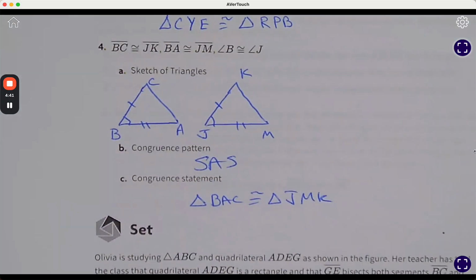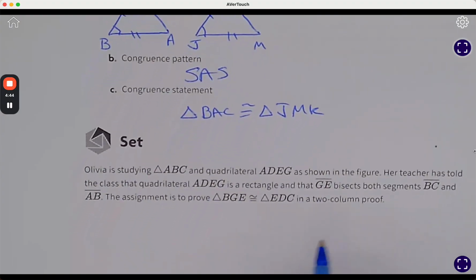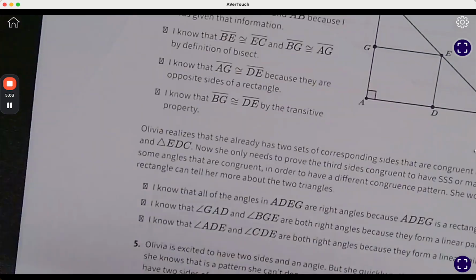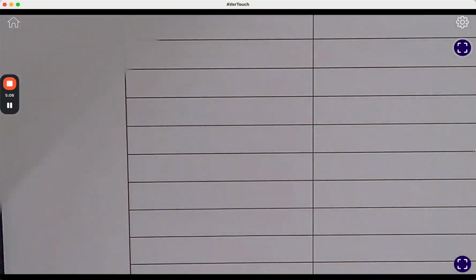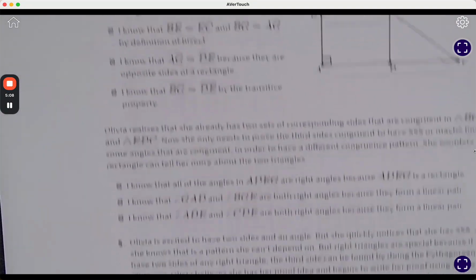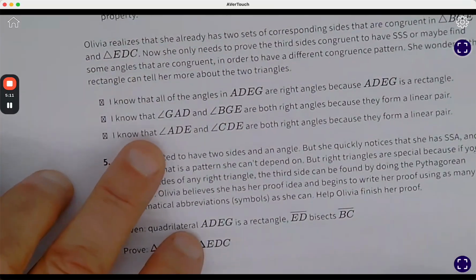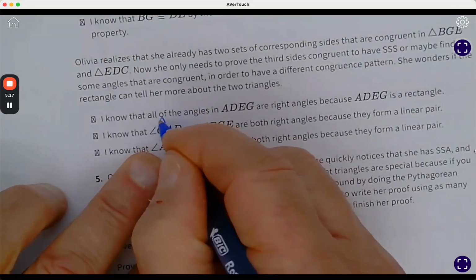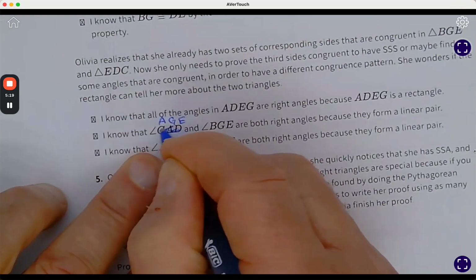All right, good job. Olivia is studying triangle ABC and quadrilateral ADEG is shown in the figure. Her teacher has told the class the quadrilateral ADEG is a rectangle and that GE bisects both segments BC and AB. The assignment is to prove that these are congruent in a two-column proof. Okay. Let's do it. All right, there was some information that was incorrect, and I believe it was here. This should be AGE.